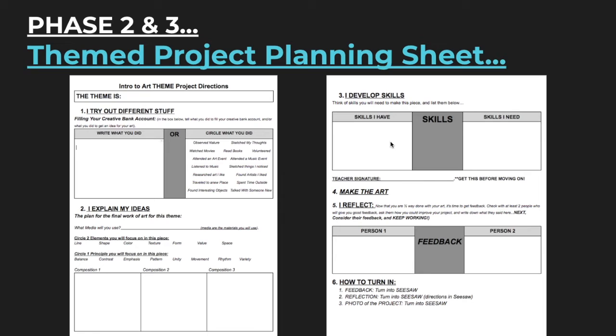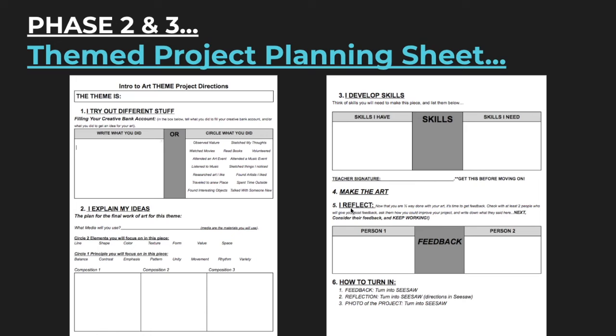So if they were working with clay, they might say, I know how to score, slip, blend, but over here on skills I need, they might write, I don't know how to add texture to the surface, or something that they have a question about. I sign the plan before they can start. And then here at number 4, they start making the art.